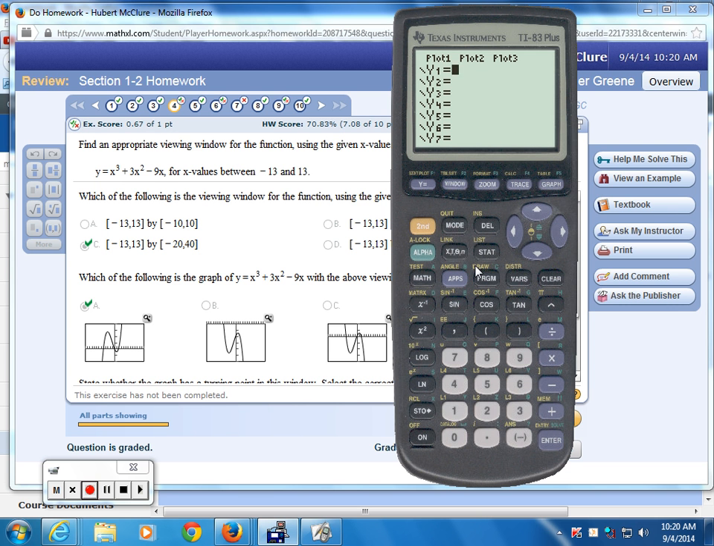All right. x cubed plus 3x squared minus 9x. Now, are they giving you a domain? Yes or no? Yes. What is your domain?